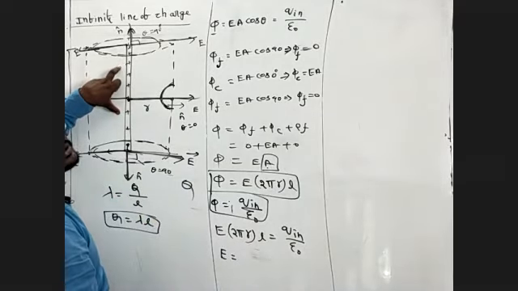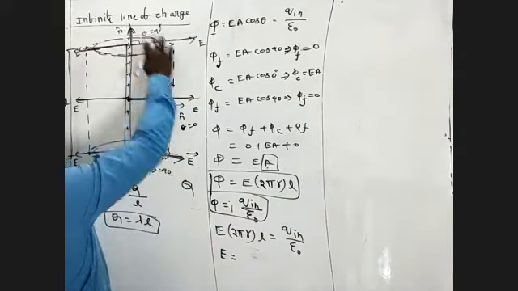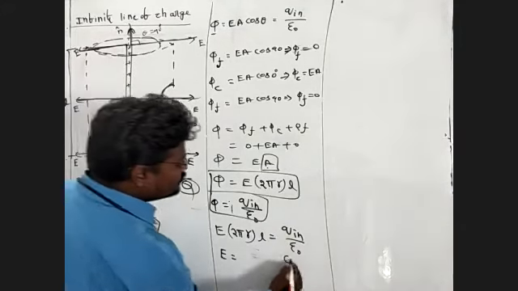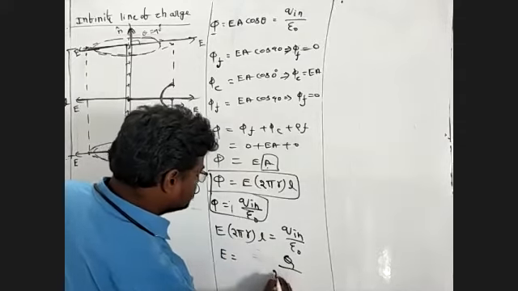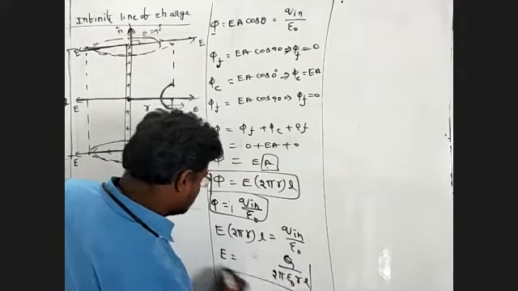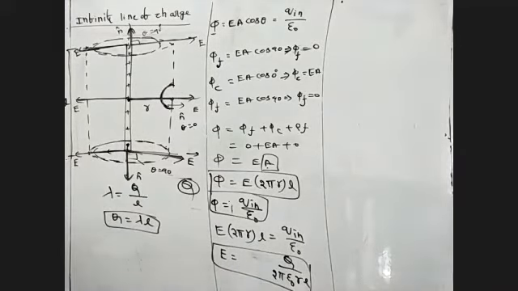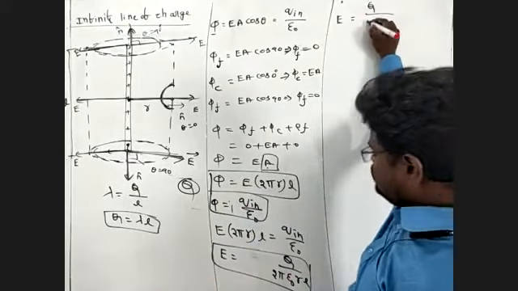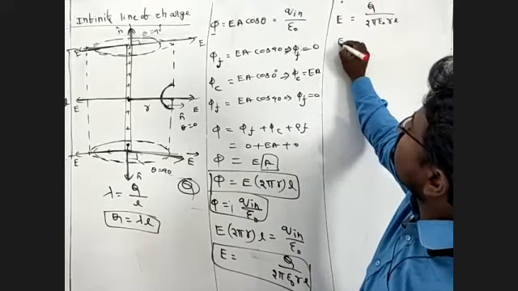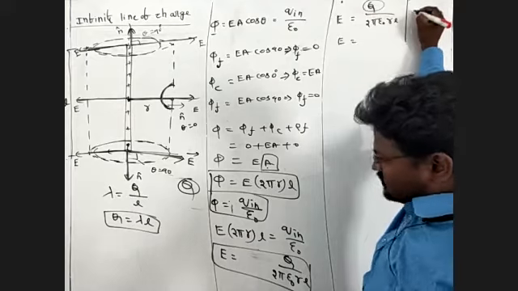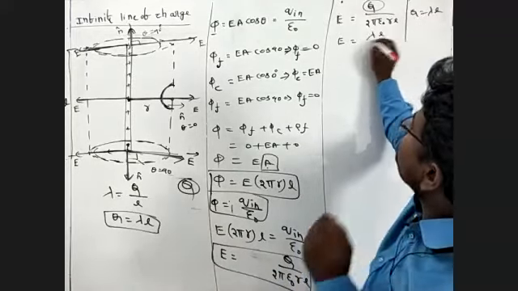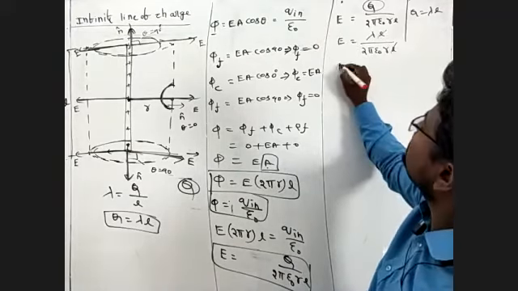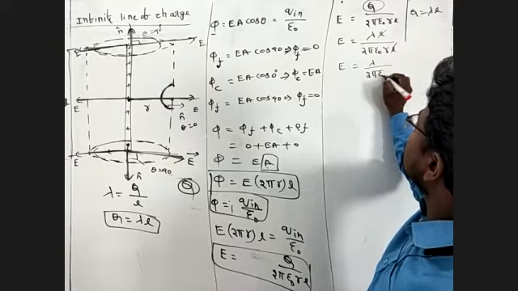Next, the third point: we calculate the charge inside the surface. This is the Gaussian surface, and this wire has the charge Q. E is equal to Q by 2 pi epsilon naught r L. Now Q is equal to lambda L, so E is equal to lambda L by 2 pi epsilon naught r L. The L cancels, so E is equal to lambda by 2 pi epsilon naught r.